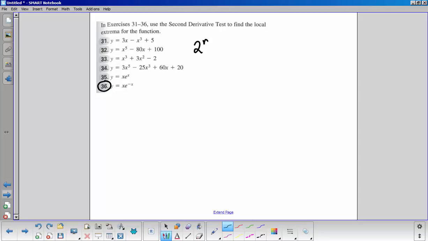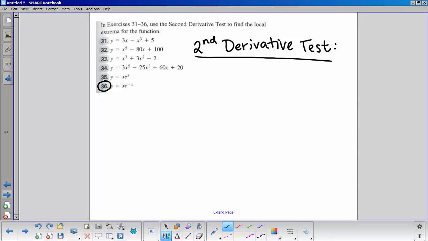Now the second derivative test, help me spell on this lovely day? Derivative, there we go. You have to laugh or we cry, right?